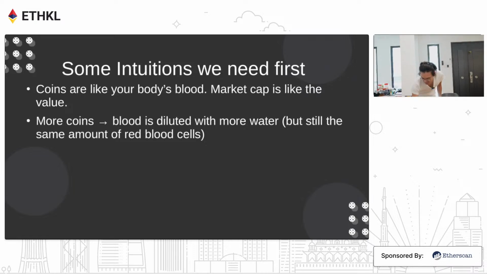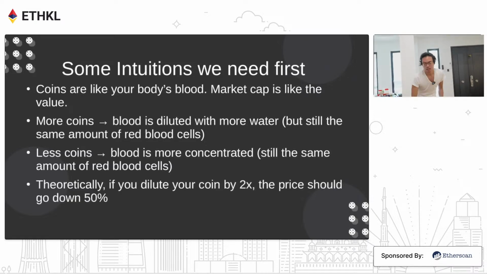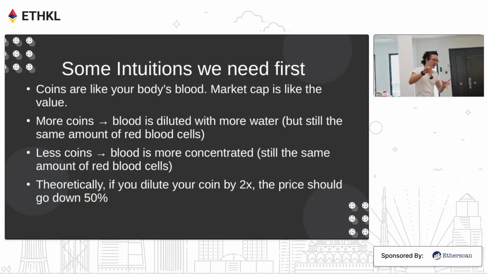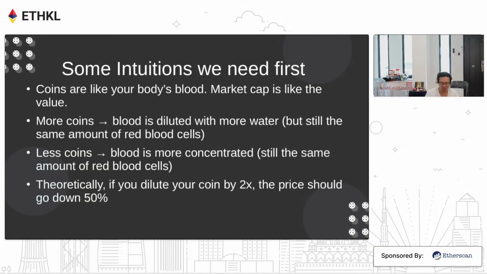Right. So, theoretically, if you dilute your coin by 2x, and your market cap stays the same, then your price should go down 50%, right? I see a lot of nodding heads. This is good. We can continue. But in practice, this is not really what happens, right? Which is why it's useful for the issuers to print more money so they can suddenly have more money. So yes, now we know how the world works.